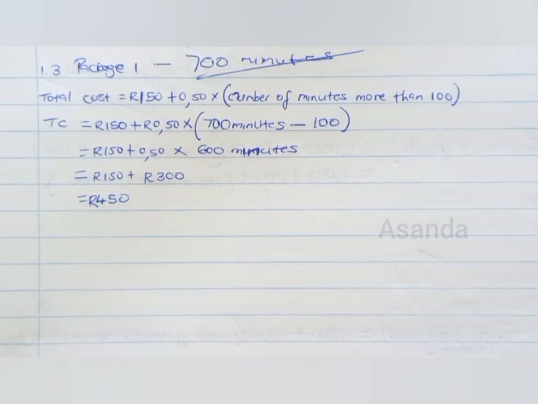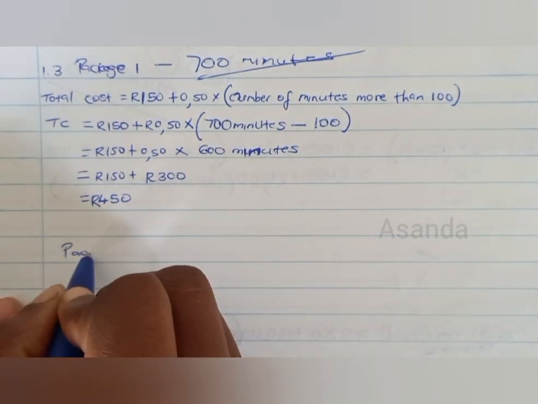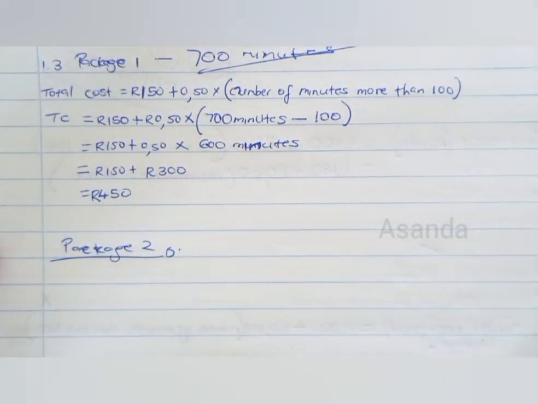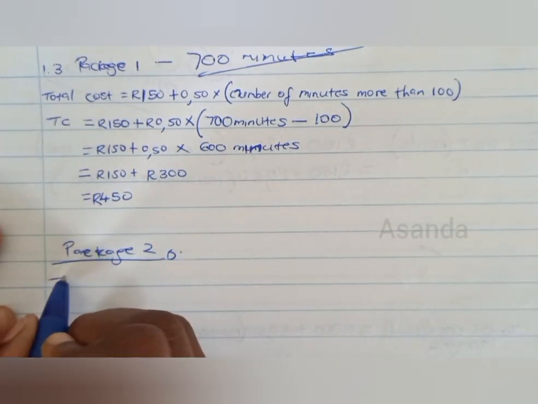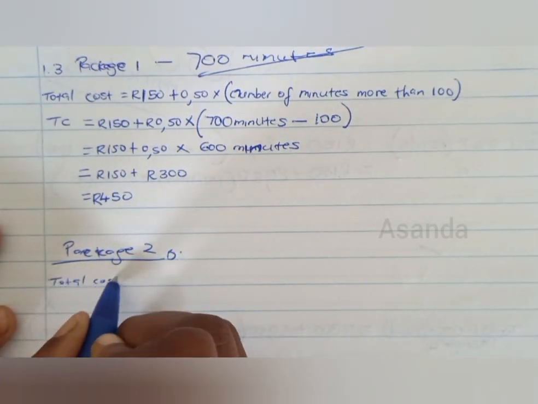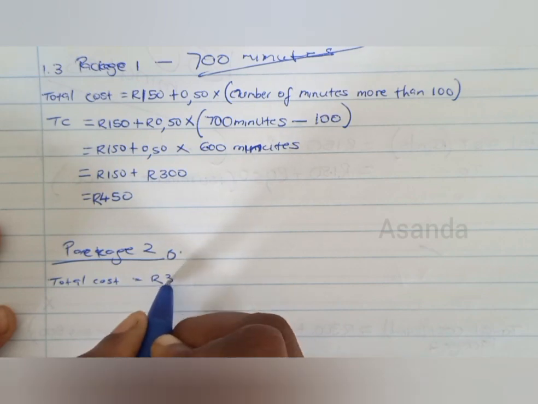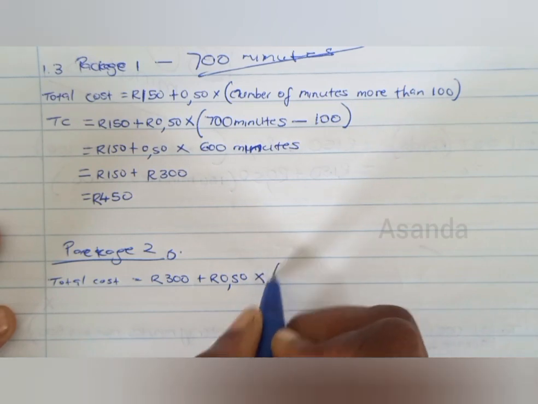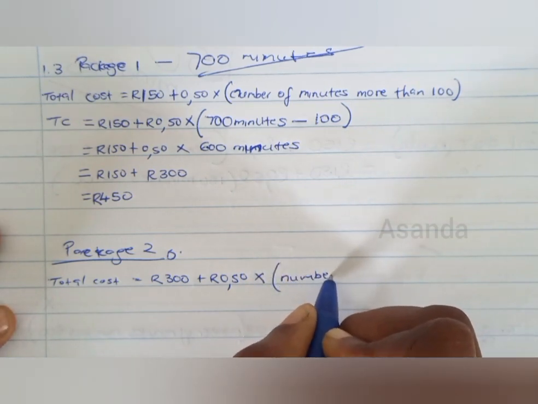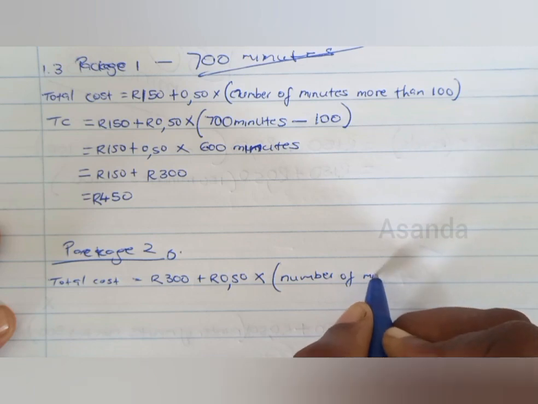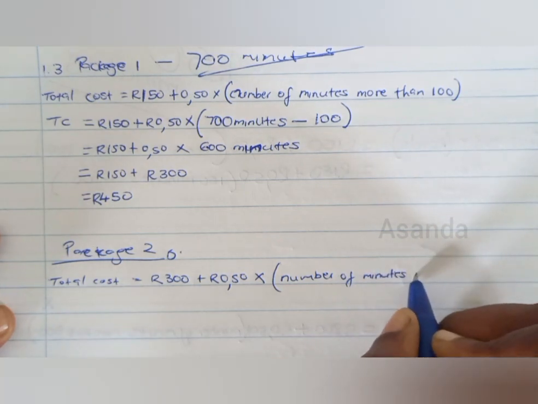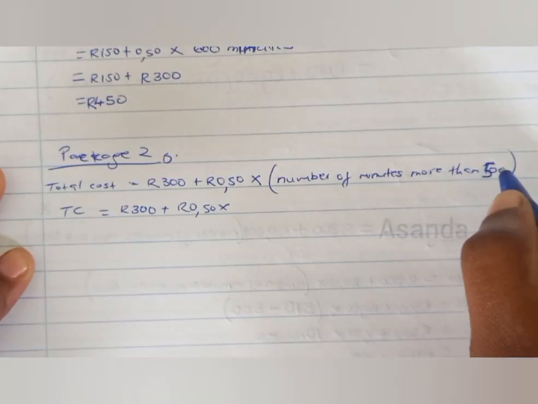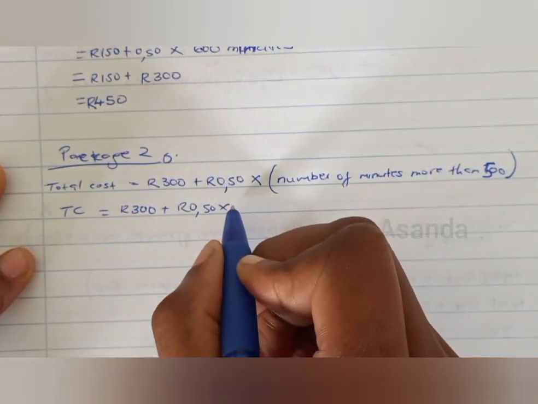Now let's go to package 2. Okay, so here the formula said total cost is equal to, how much is the rent? 300 plus how much is the minute per call? They said it's 50 cents multiplied by the number of calls. Minutes, not the number of calls, the number of minutes more than 500. Okay, so multiplied by that.